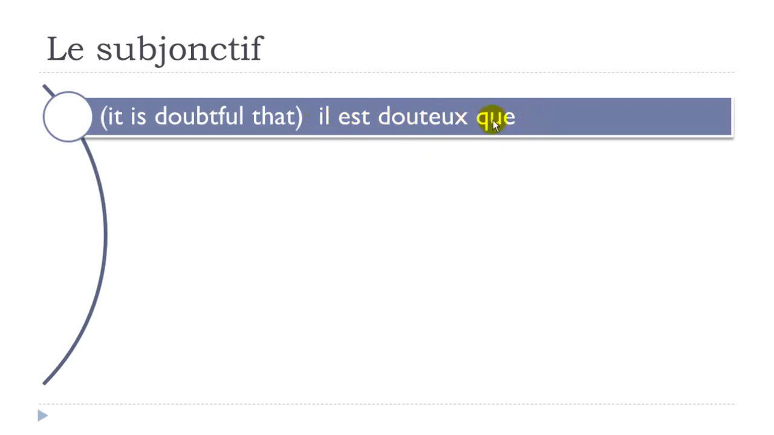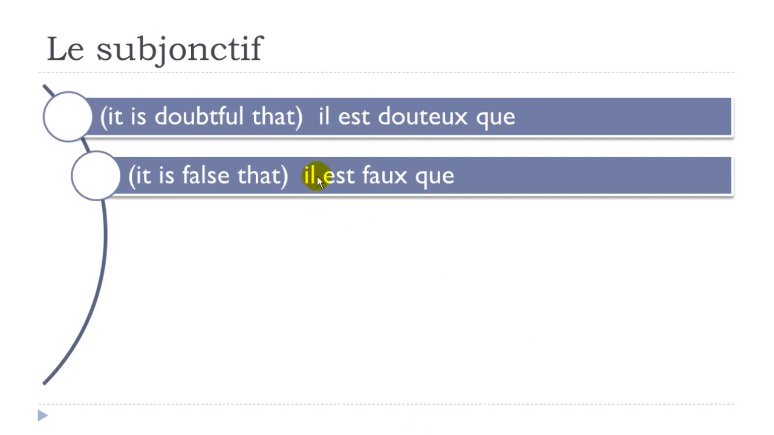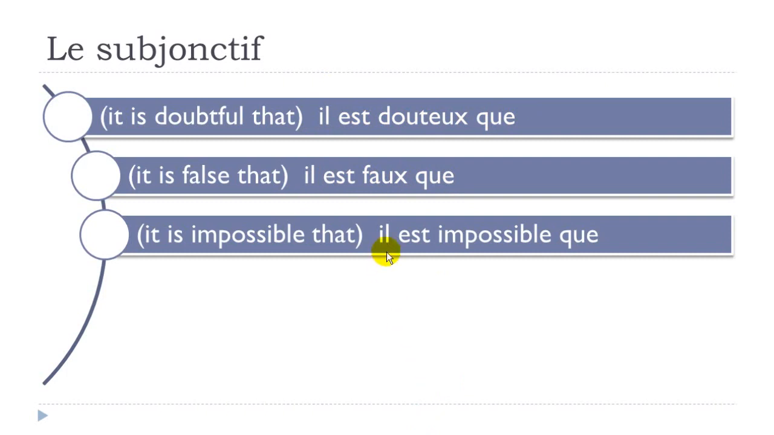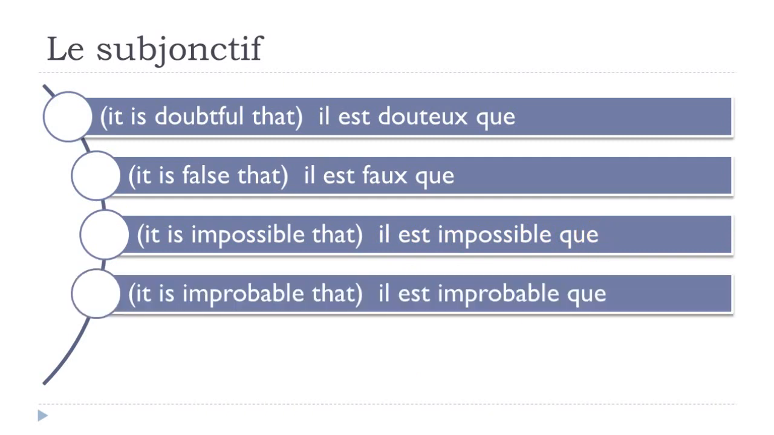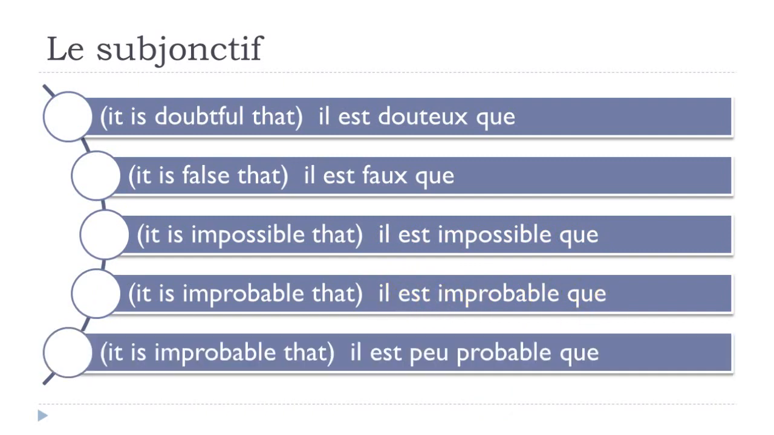Il est douteux que. Il est faux que. Il est impossible que. Il est improbable que. Il est peu probable que. Okay, so one more time: il est douteux que, il est faux que, il est impossible que, il est improbable que, il est peu probable que. And remember, after these little things, you will have to use le subjonctif.